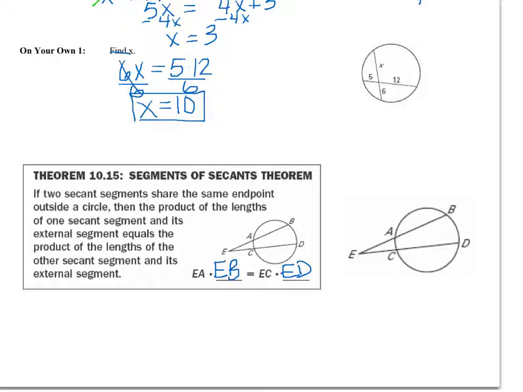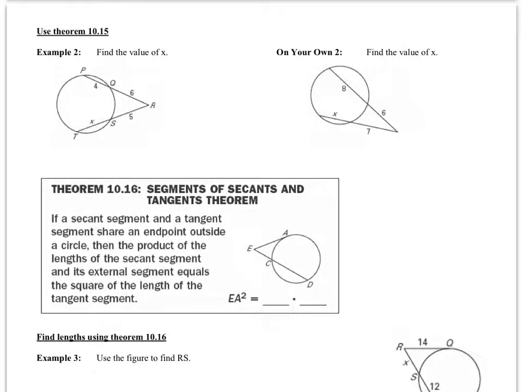Let's look at the next page. So let's use this one. We're going to find the value of x here. So we're going to do the outside segment of segment PR, so 6 times the entire segment. 6 plus 4 is 10, so 6 times 10 is going to equal the outside segment of TR, which is 5, times the entire segment, which is x plus 5.